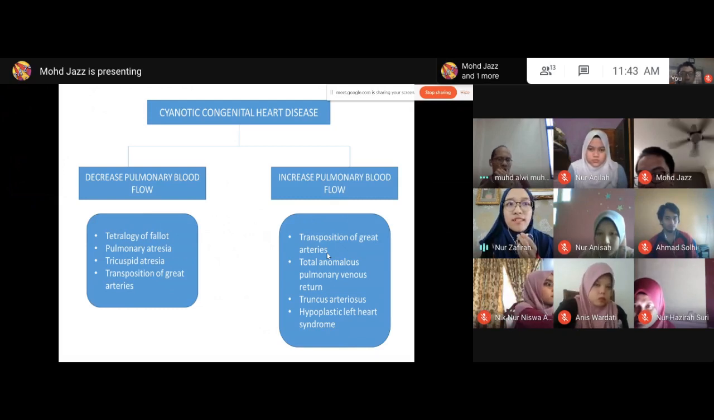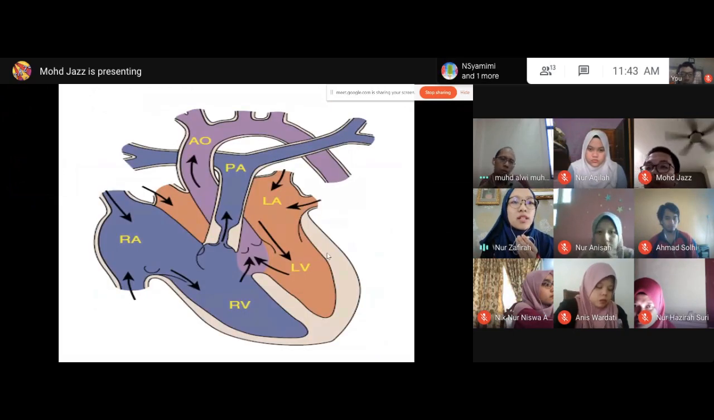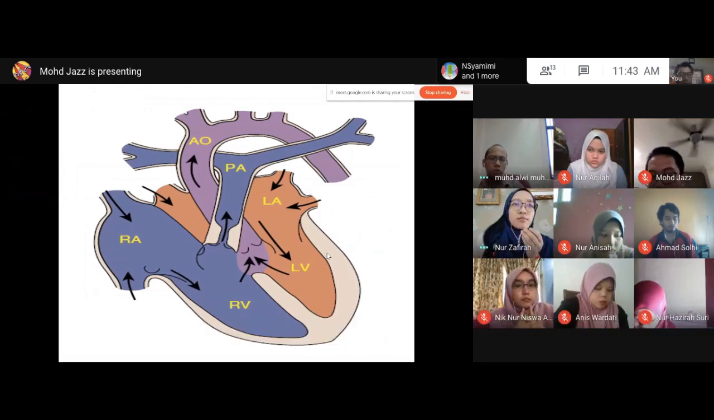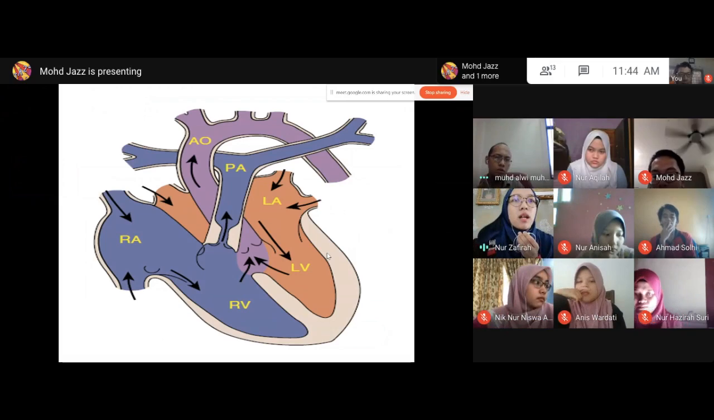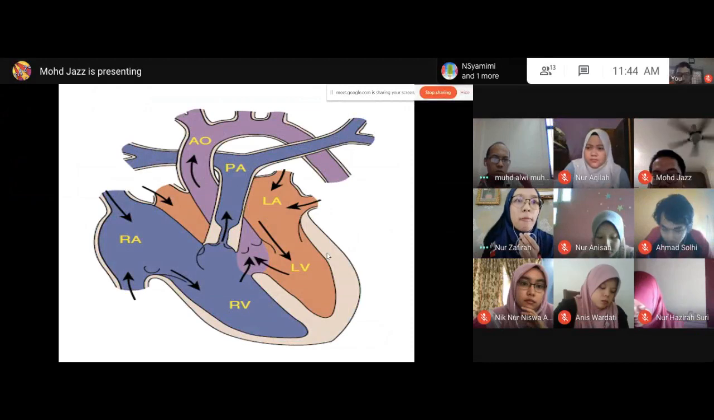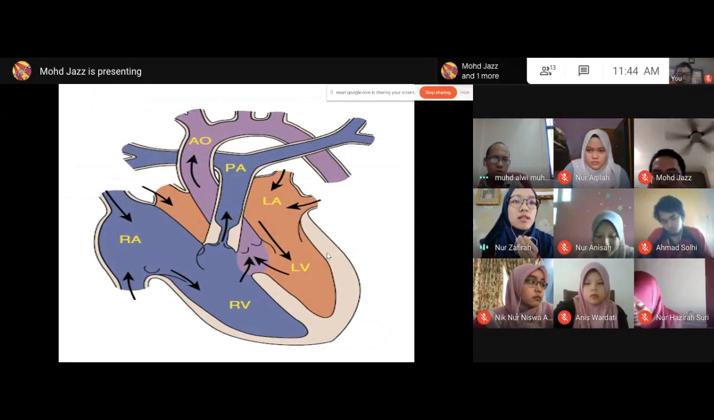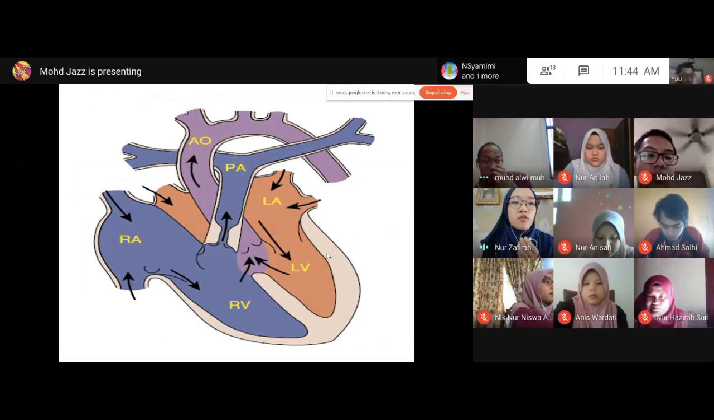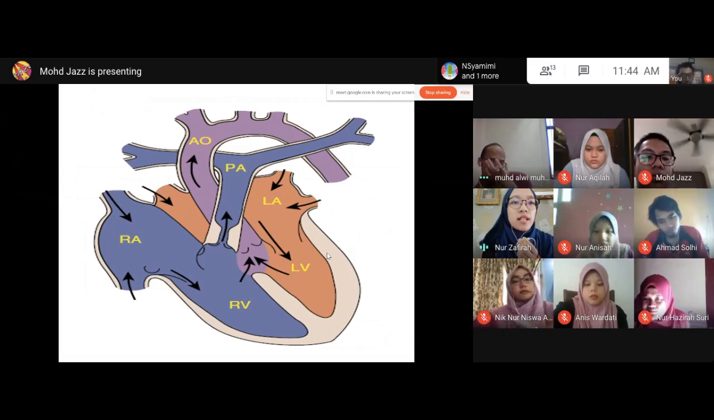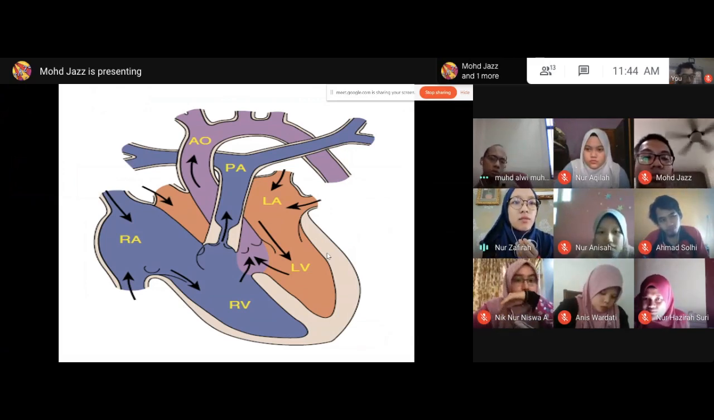So next slide. The first one, I will explain on the tetralogy of Fallot and the decreased pulmonary blood flow. So what is tetralogy of Fallot? From the name itself, it is tetralogy. So there are four cardinal features that we need to remember, which first is the pulmonary stenosis, which usually occurs as subvalvular or infundibular obstruction. And then the second one is a ventricular septal defect, usually large. And then the next one is overriding aorta. And the last one is right ventricular hypertrophy. So these four cardinal features are important to remember for the tetralogy of Fallot.